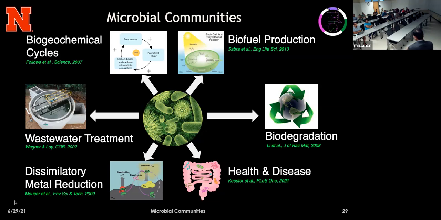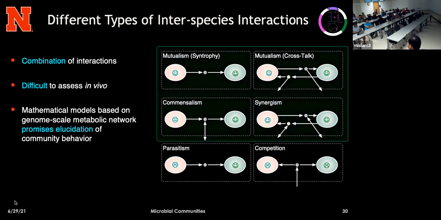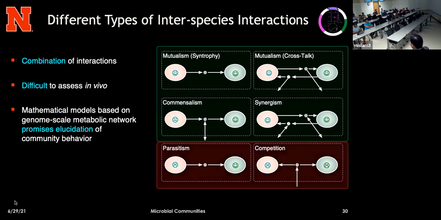Now, the way we define a microbial community is slightly different. To be a community, it has to be at least two different species, and they have to talk to each other. Now, this talking is in terms of exchanging biochemical fields like metabolites. And these interactions can be of different types. There are positive interactions where one or both of the organisms are benefiting from the interaction. There can be negative interactions where one or both of the organisms are suffering from the interaction.